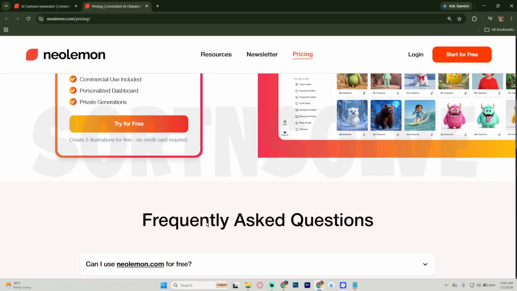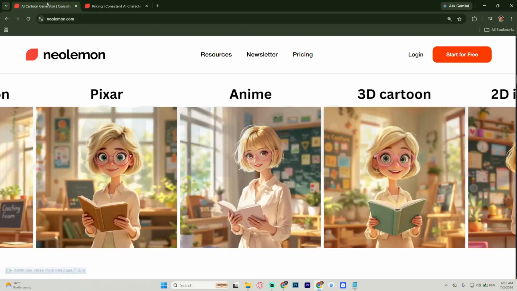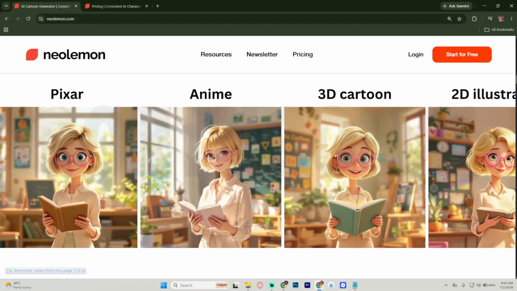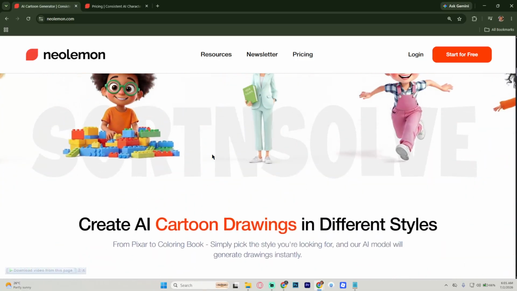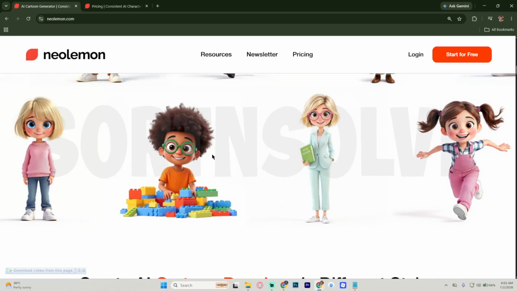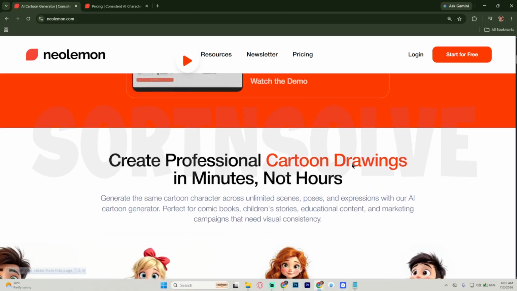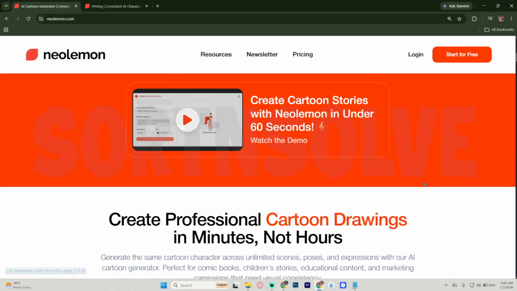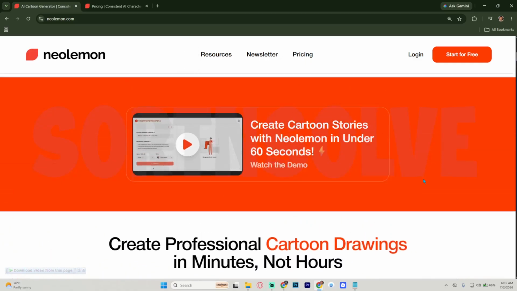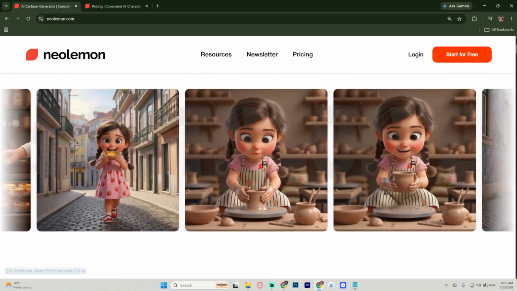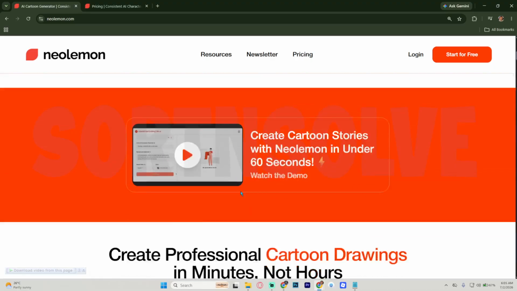Ultimately, if you are a storyteller, indie publisher, or content creator who demands rock-solid character consistency and wants to bypass the nightmare of training custom models, Neolemon's purpose-built design is a phenomenal asset. Evaluate your exact monthly project volume, analyze whether your creative goals align with cartoon and narrative illustration, and deploy this specialized generator to scale your visual stories today.